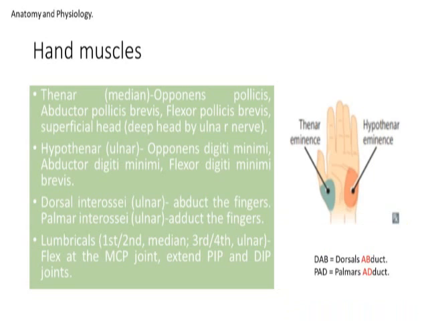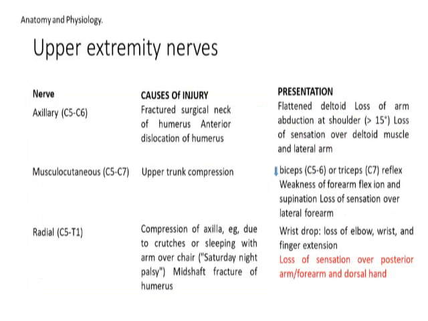Now we are going to talk about other slides. Here, for example, we see some lesions of the upper extremity nerves. We are going to see now the etiologies of the lesion, the causes, and the signs and symptoms or presentation of that lesion. For example, we have the axillary nerve. It is a very commonly asked nerve and very important.